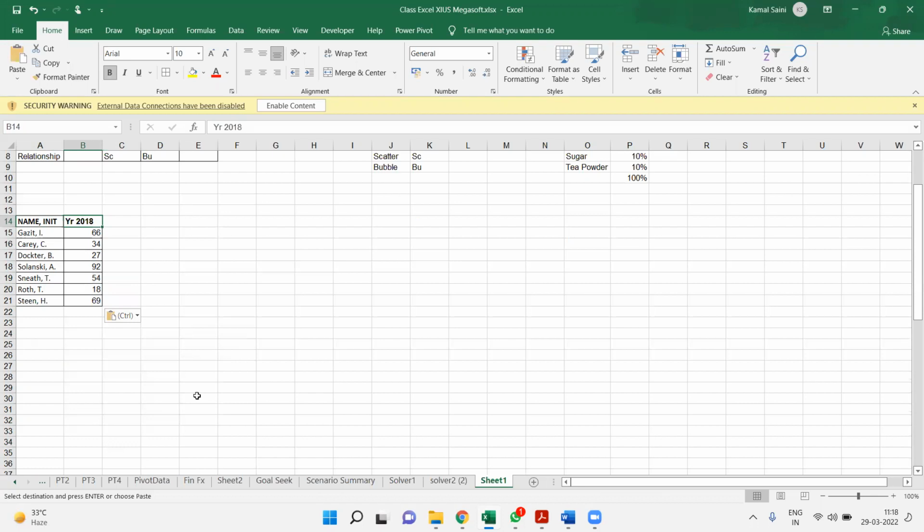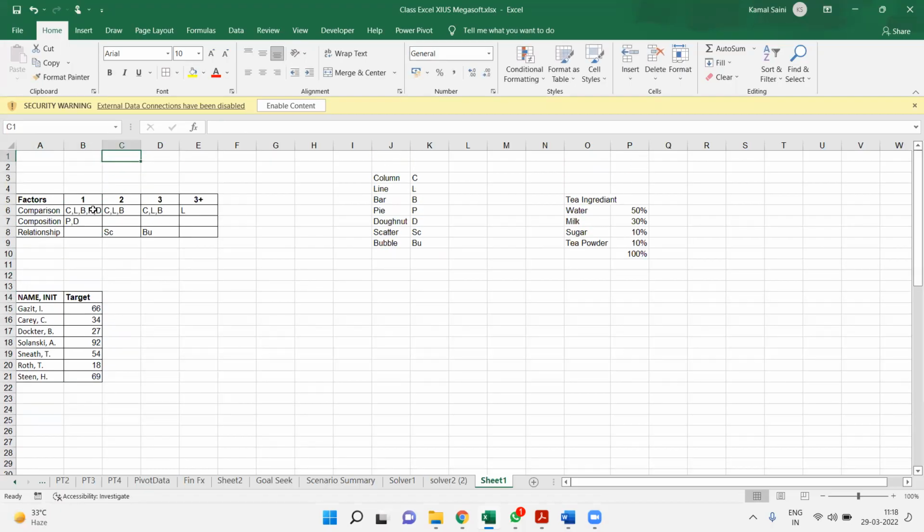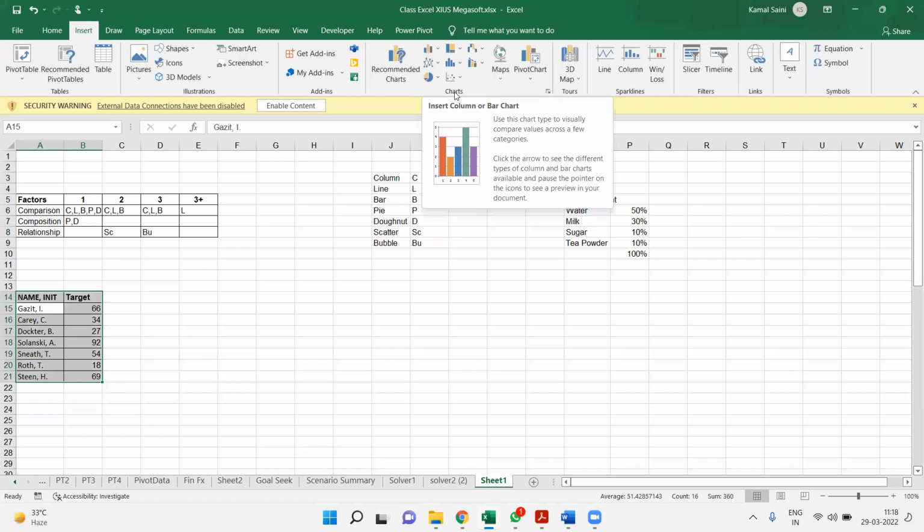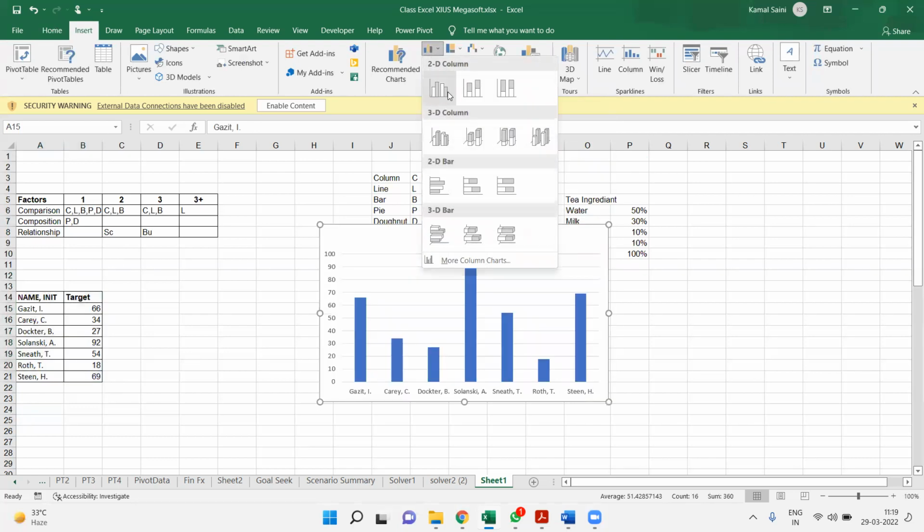Now we have only one data point. So let's say these are the number of targets being achieved by the respective people in some set of years. When we have a single data point, we can go for any of the respective charts which are specified. I just want to see how each person is performing in front of others. We can simply select the data that you want to analyze, go to insert, and the very first option in the chart section is the column chart.